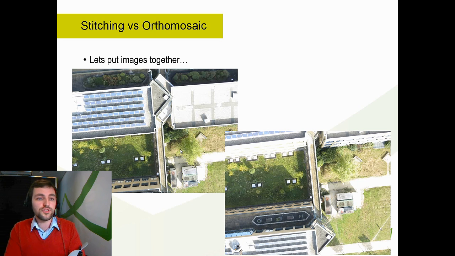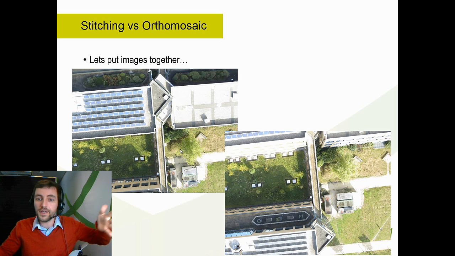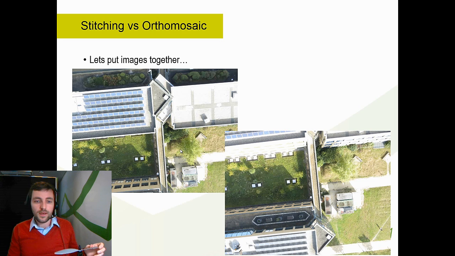Now let's go into the subject of the difference between stitching and auto mosaic. Stitching is what people usually say when they have a bunch of images and the goal is to put them together to make a coherent map. But the thing is, it's not as easy as it looks.